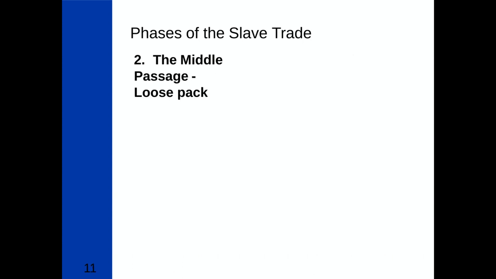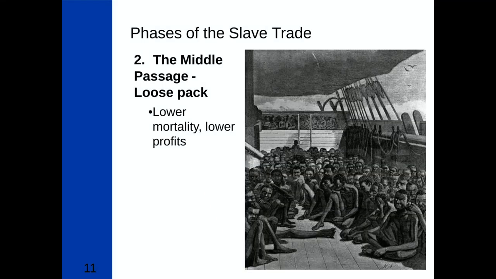The other way that they would ship slaves was through something called loose pack. This meant lower mortality, lower death rates, but it also meant lower profits because naturally you couldn't pack as many slaves on a ship as you could the other way. Again, this is a picture of loose pack along the Middle Passage.